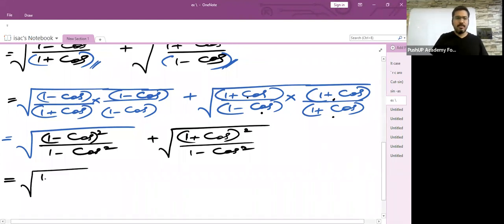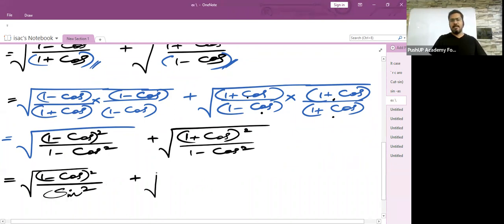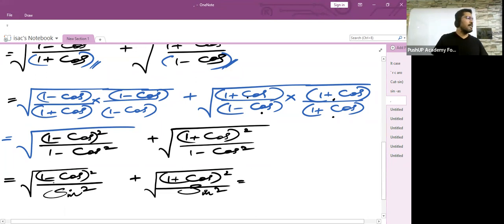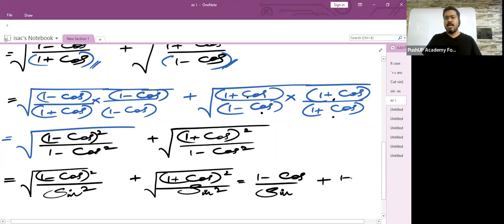Now this is equal to square root of 1 minus cos the whole square divided by 1 minus cos square, which is sine square, plus square root of 1 plus cos the whole square divided by again 1 minus cos square, which is sine square. Now we can eliminate all the square roots and squares. So you will be getting 1 minus cos divided by sine plus 1 plus cos divided by sine.